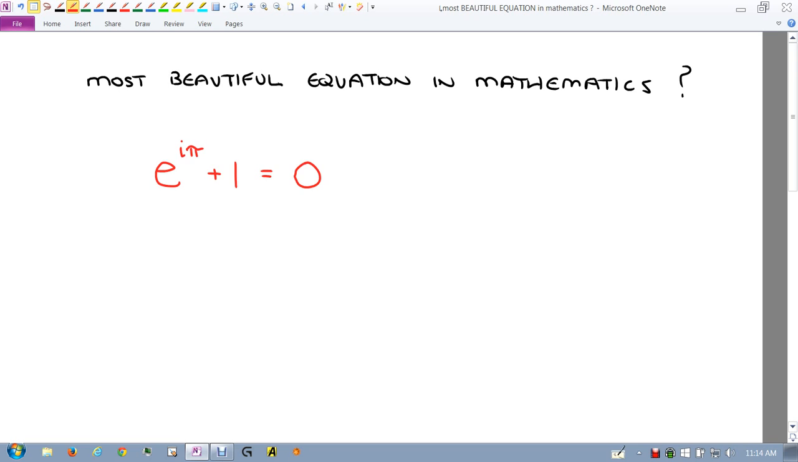That is true. If you move the 1 to the other side, it just means e to the i pi is -1, right? That's really what this is saying. But we move the 1 to the other side because it makes it a little more beautiful. Now, let me tell you why it's argued to be the most beautiful equation in math, all right?